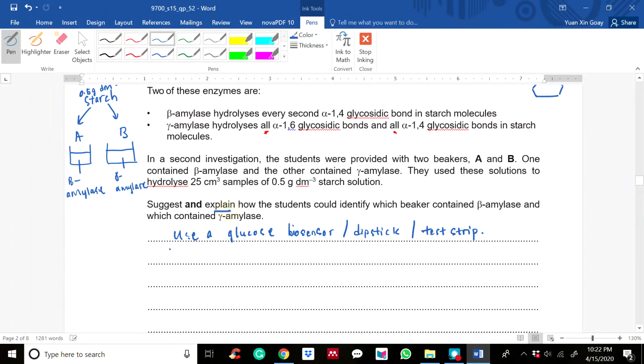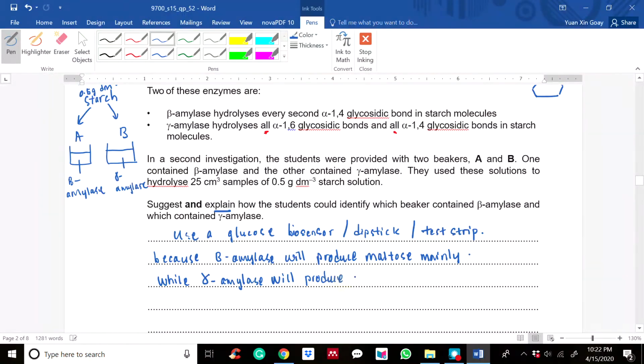Explain how. So you need to tell about, because beta amylase will produce maltose mainly, while gamma amylase will produce glucose only.